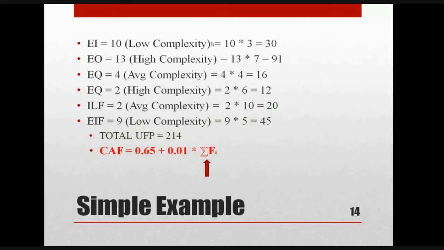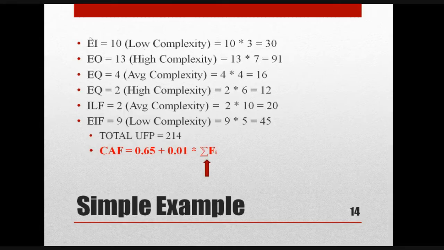So that project is having 10 external inputs. 10 inputs are there. Then EO. What is EO? External output. Here in this case, the user is receiving 13 external outputs. Then EQ 4, EQ 2, ILF 2, ILF 9. All these are counts. And within the bracket, what they have mentioned is the complexity. For this particular project, it is low complexity.